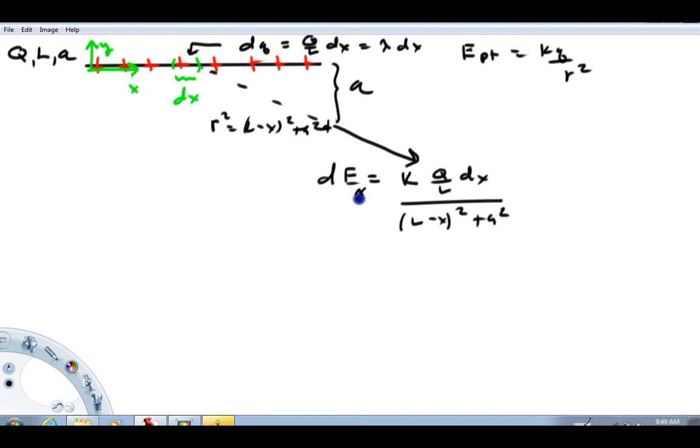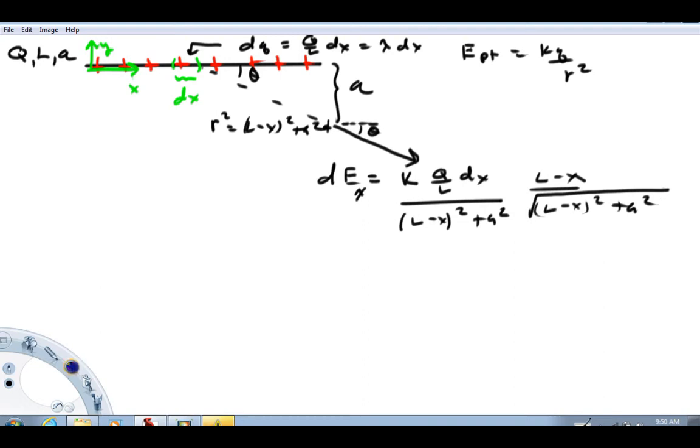I'm going to get the x component by taking our electric field and multiplying by the cosine of that angle right there, theta. Take note that that's the same as this angle. So we've got k dq over r squared, that's the magnitude of the electric field vector. I'm going to multiply that by cosine theta. However, so that I don't introduce another variable into the problem, cosine theta is equal to L minus x over the square root of L minus x squared plus a squared. Here's where I'm getting that from.